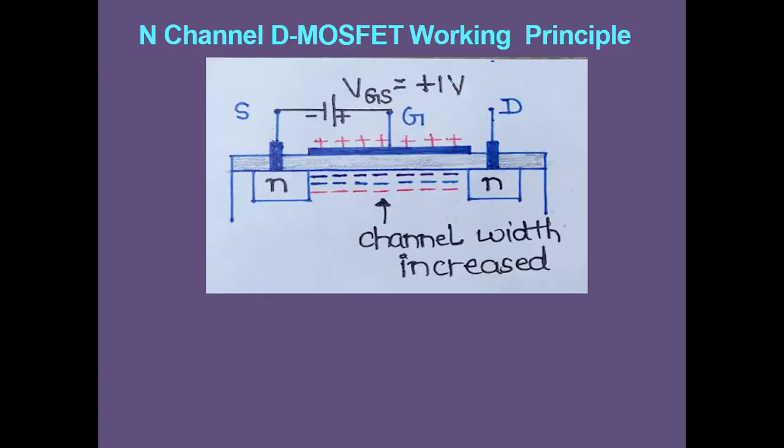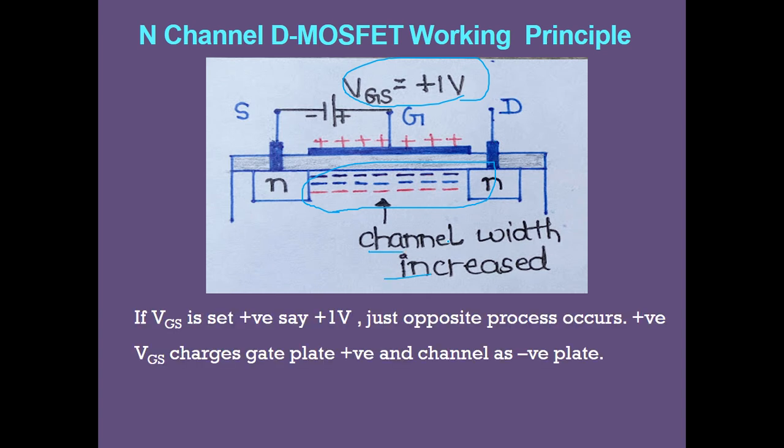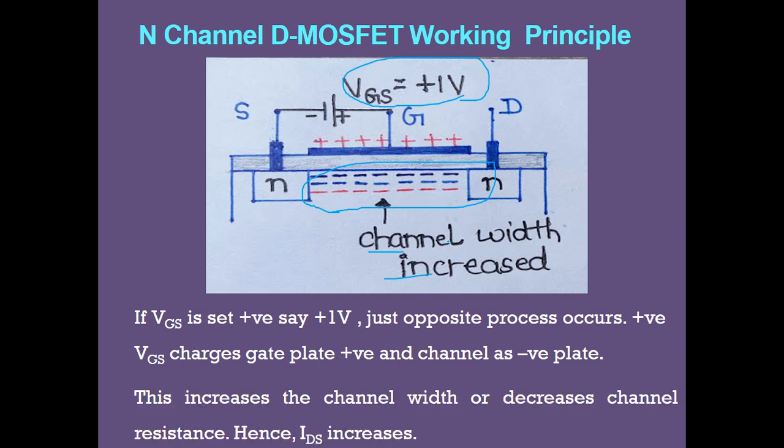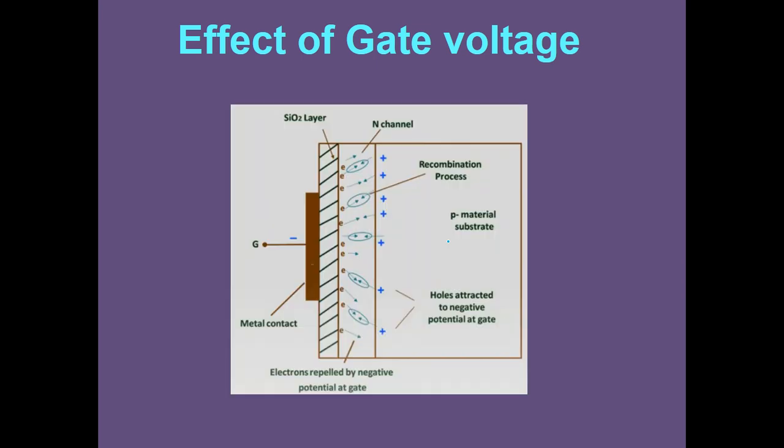Coming to the third case, what happens whenever I apply a positive voltage to the gate source voltage? As I already discussed, this is a p-type material. The holes will be repelled, whereas the electrons present in this channel will be attracted towards this positive polarity. More electrons will be passing over this channel, thereby increasing the channel width. If the channel width is increasing, obviously the number of charge carriers is increased, thereby the current will be increasing. This shows the effect of gate voltage on the N-channel D MOSFET.